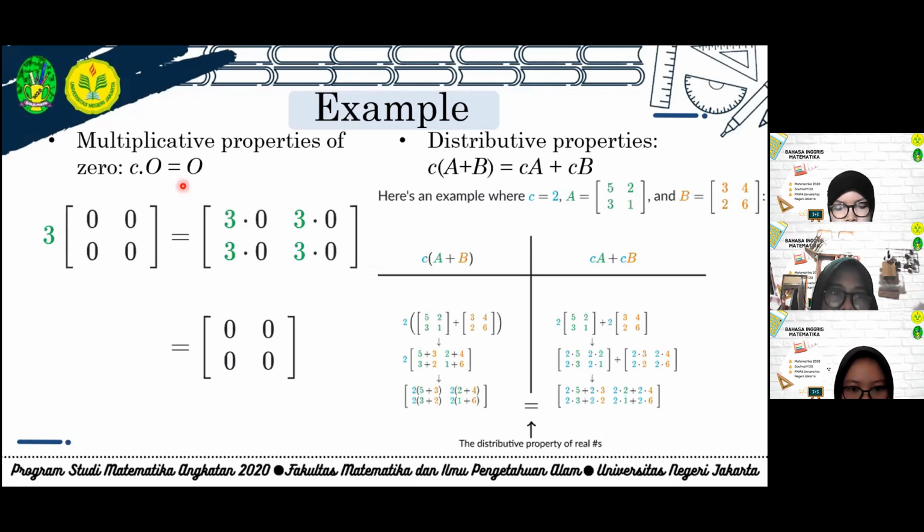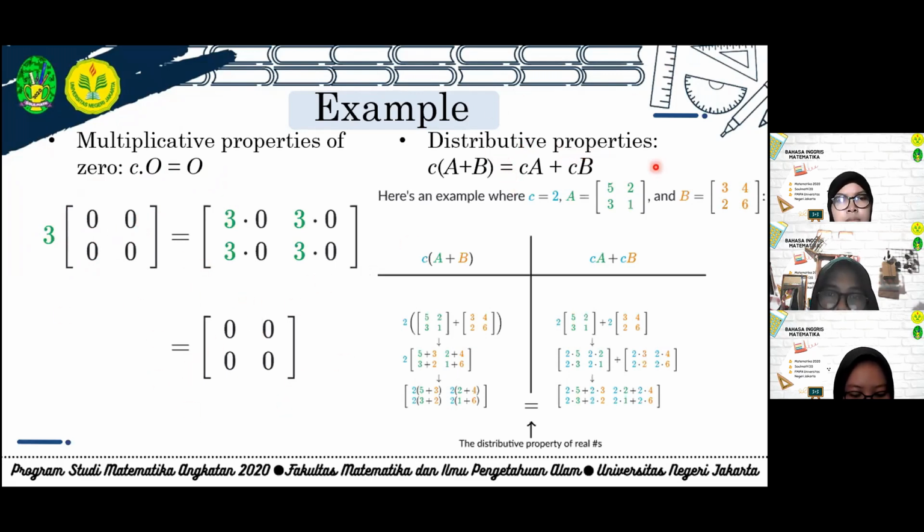Okay, for example, multiplicative properties of 0. C times O equals O. For example, I pick C equals 3. When 3 times the zero matrix, the result is the zero matrix.